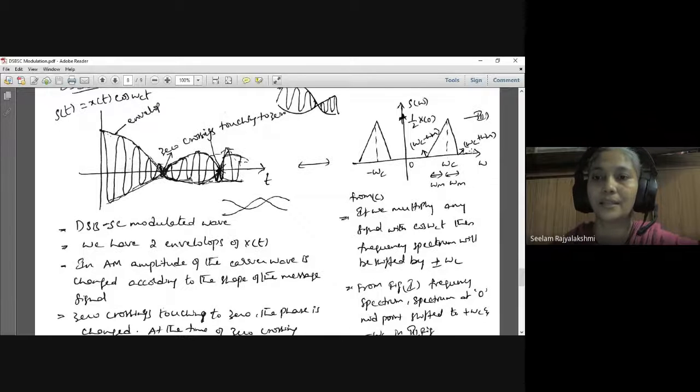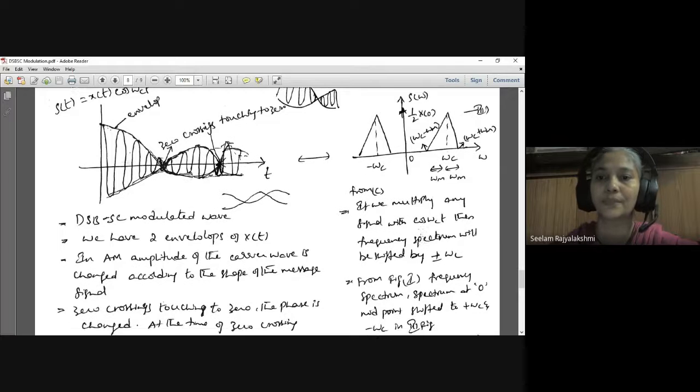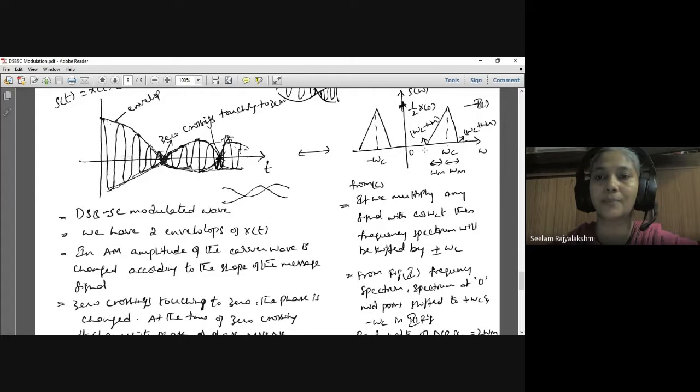And here this is the upper side band, omega c plus omega m, and this is the lower side band, omega c minus omega m. If you multiply any signal with cos omega c t, then the frequency spectrum will be shifted by plus or minus omega c. Here it is plus omega c and here it is minus omega c. That means by multiplying the message signal with the carrier signal, the frequency spectrum is shifted by plus or minus omega c.